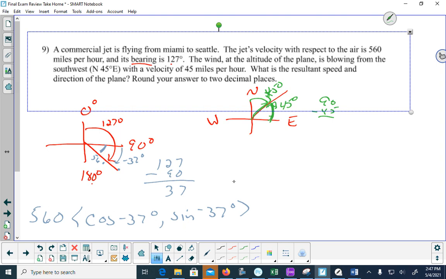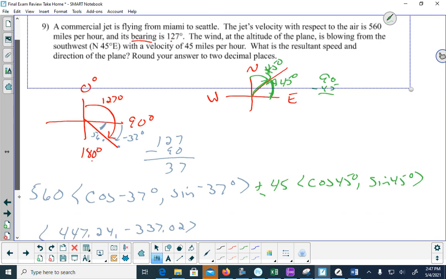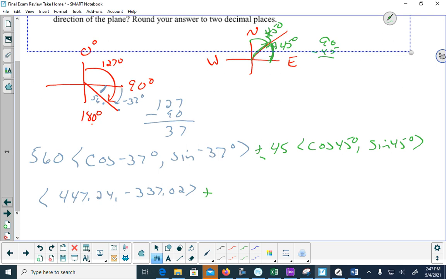All right, so my wind is 45. So I'm going to take 45 times the cosine of 45 degrees, sine of 45 degrees. And I'm adding these because the plane and the wind are working together. And when I throw this in my calculator, like 45 times the sine or cosine of 45 degrees, I am going to get 31.82. And they're going to be both 31.82 because, you know, the cosine and sine of 45 are the same.